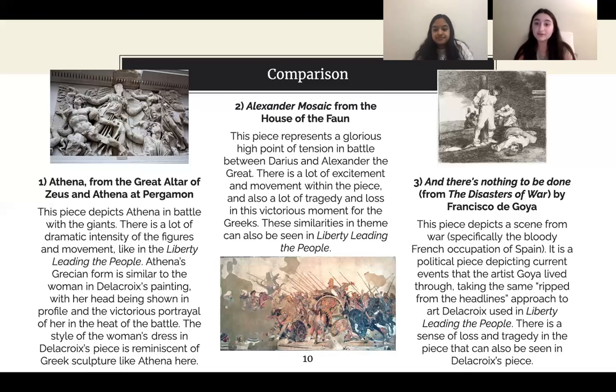Lastly, I wanted to talk about There's Nothing to Be Done from Disasters of War by Francisco de Goya. So this piece depicts a scene from war, specifically the bloody French occupation of Spain. It is a political piece that was depicting in its time current events that the artist Goya lived through. So he took the same ripped-from-the-headlines approach to art Delacroix used in Liberty Leading the People. There is a sense of loss and tragedy in the piece that can also be seen in Delacroix's piece, Liberty Leading the People.